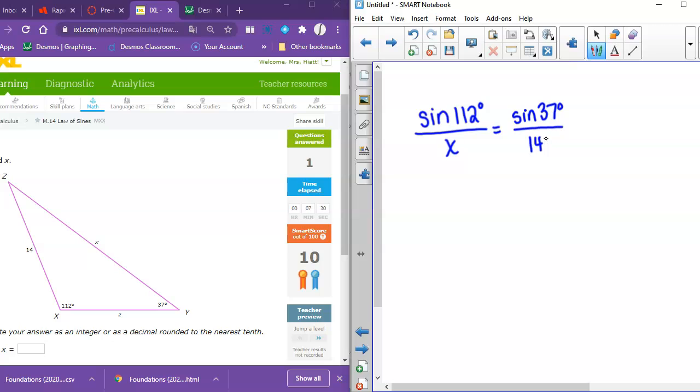Again, right here, angle, side, we do not have to worry about that ambiguous case, which we'll worry about tomorrow or Monday. So X sine 37 degrees, when we cross multiply, is going to equal 14 sine 112, and then we're going to divide both sides by sine 37.